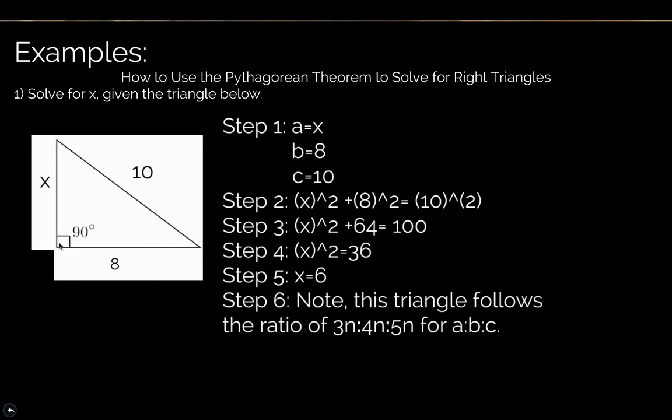Step 3 is x squared plus 64 is equal to 100. We did 8 squared, we got 64, and we did 10 squared, we got 100. Step 4 is x squared is equal to 36. In this step, we subtracted 64 from 100, and we got 36. Step 5, we get x is equal to 6, and we did this by taking the square root of 36. So note, this triangle follows the ratio of 3n, 4n, 5n for a, b, c, so it is a Pythagorean triple.